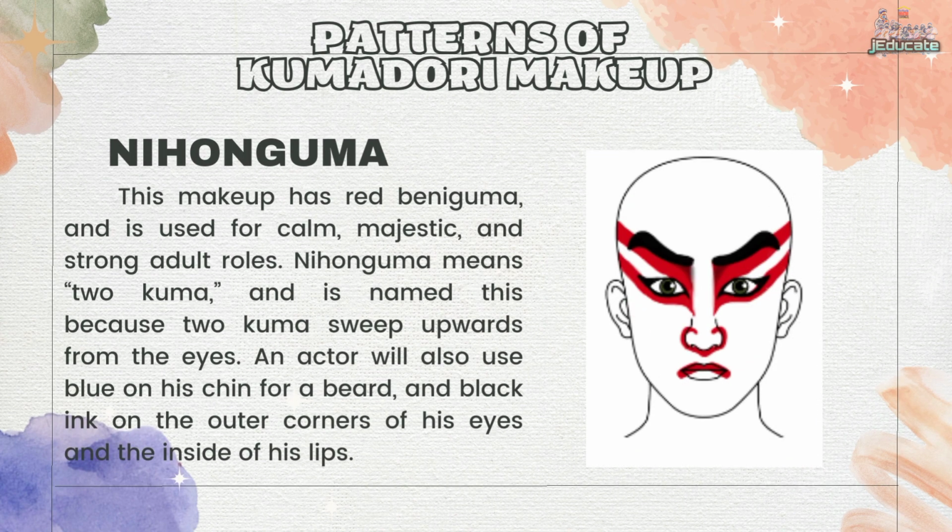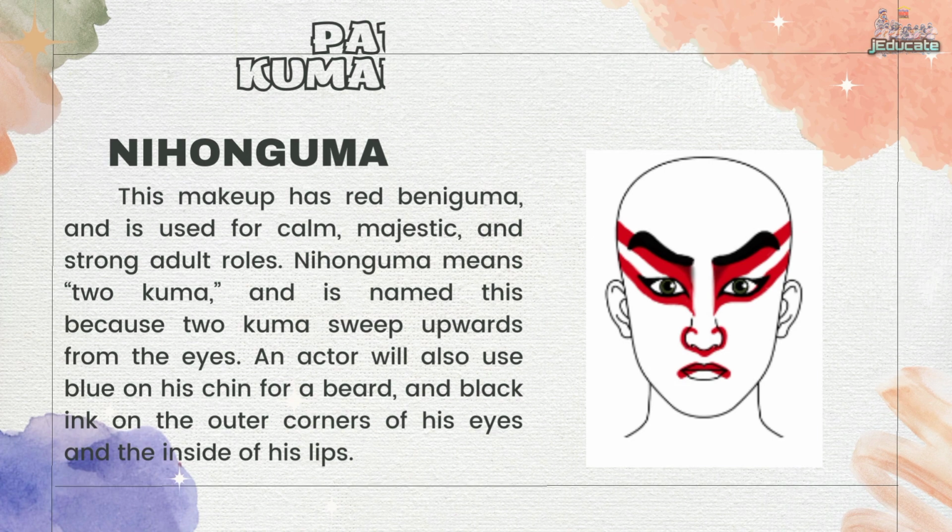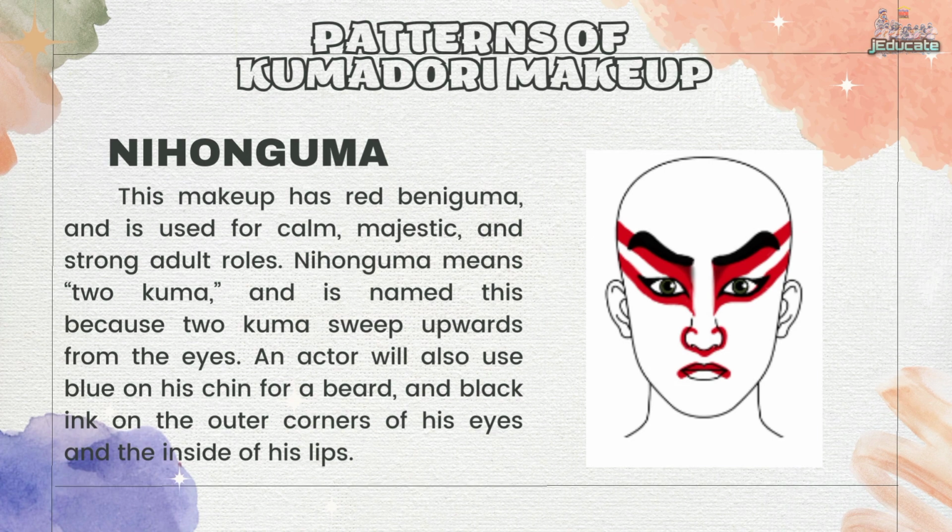Nihonguma. This makeup has red beniguma, and is used for calm, majestic, and strong adult roles. Nihonguma means two kuma, and is named this because two kuma sweep upwards from the eyes. An actor will also use blue on his chin for a beard, and black ink on the outer corners of his eyes, and the inside of his lips.